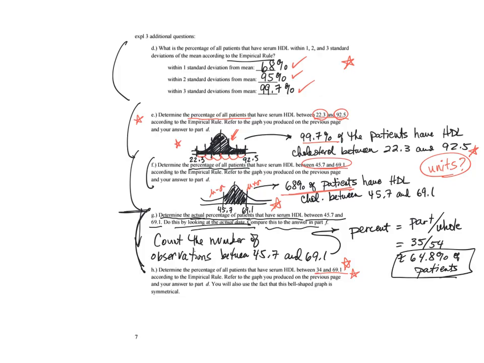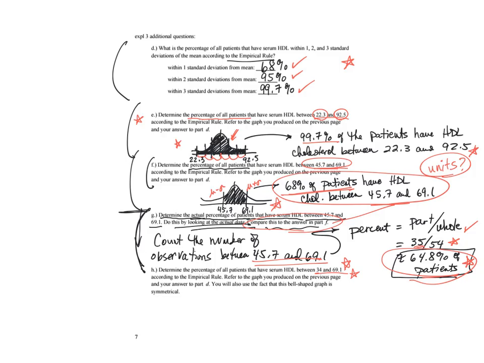Okay, again, I went back to the data on page 5 and I circled every number that was between 45.7 and 69.1. And I got 35 of those numbers. I divided it by the total amount of 54 patients, and that got me, rounding, 64.8% of the patients. So what we're doing here is, again, really just checking if the empirical rule gave us a good estimate. So the actual data tells me nearly 65% of patients are between that 45.7 and 69.1 serum HDL levels. Compare that to the empirical rule that tells me 68%, and I say, yeah, pretty good. Empirical rule did get me a pretty good approximation.